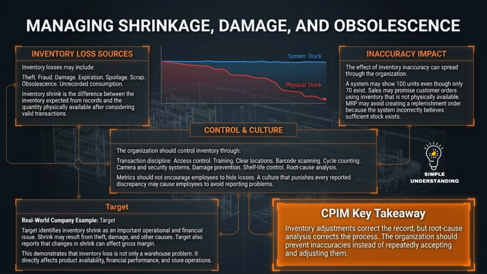Real-world company example: Target. Target identifies inventory shrink as an important operational and financial issue. Shrink may result from theft, damage, and other causes. Target also reports that changes in shrink may affect gross margin. This demonstrates that inventory loss is not only a warehouse problem; it directly affects product availability, financial performance, and store operations. CPIM key takeaway: Inventory adjustments correct the record, but root cause analysis corrects the process. The organization should prevent inaccuracies instead of repeatedly accepting them and adjusting them.